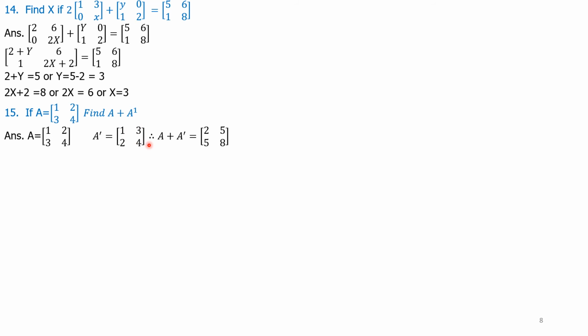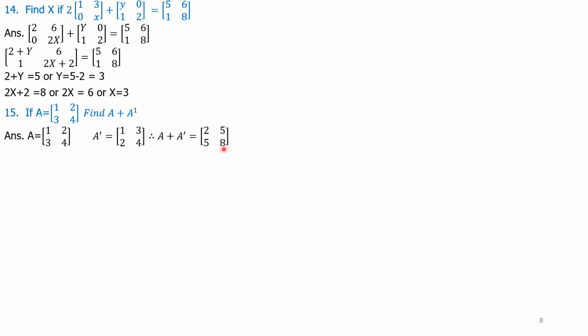Therefore, A plus A dash. Now we have to add the corresponding elements of the two matrices A and A dash. Therefore, A plus A dash is equal to 1 plus 1 is 2, 2 plus 3 is equal to 5, 3 plus 2 equals 5 and 4 plus 4 is equal to 8. Therefore, A plus A dash is equal to 2, 5 and 5, 8.